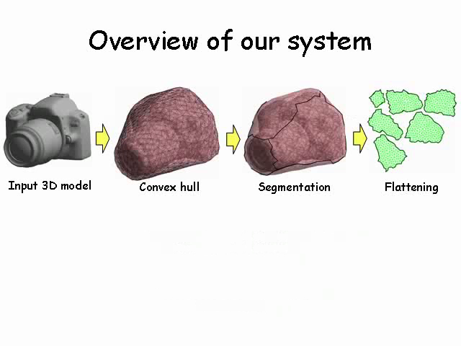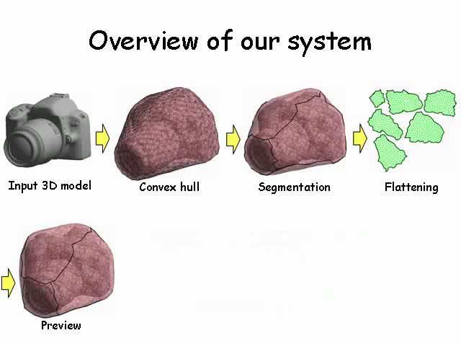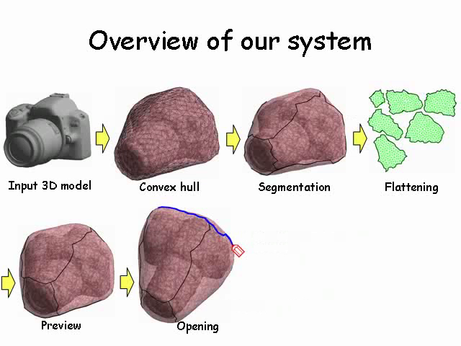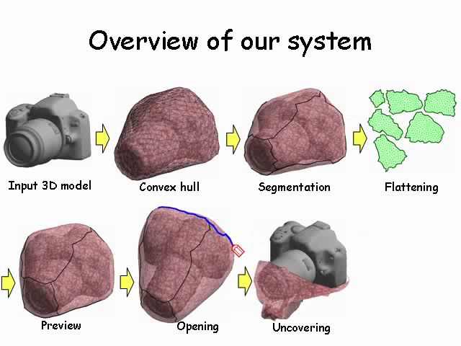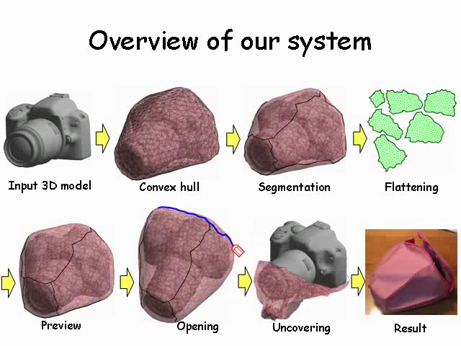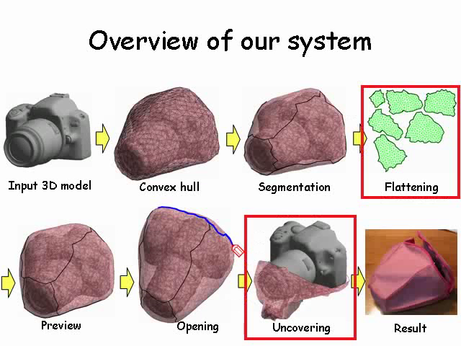The system flattens the patches and visualizes the expected final shape. The user specifies the opening of the cover. The system examines whether the opening is large enough to uncover. Finally, the user prints the pattern and creates a real-world cover. We make two technical contributions in this paper, shrink-free flattening and an uncovering test.